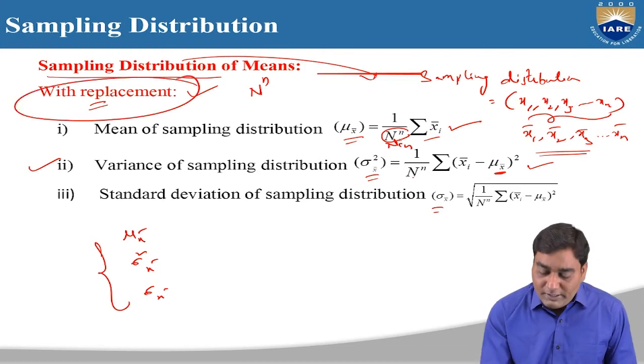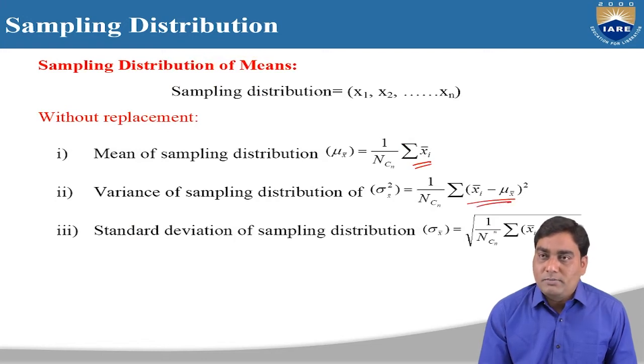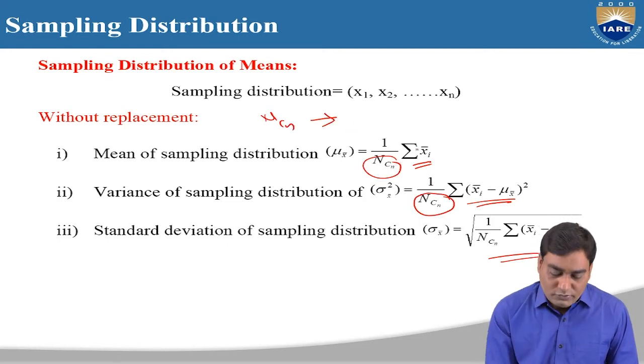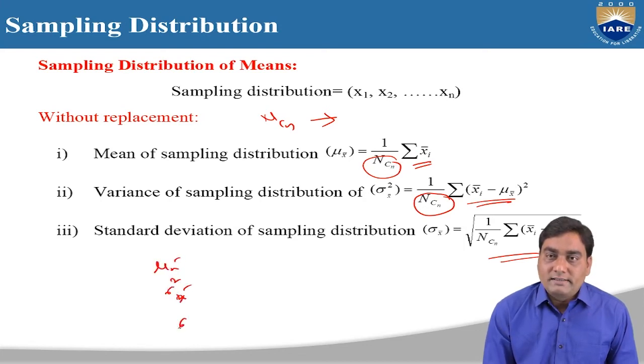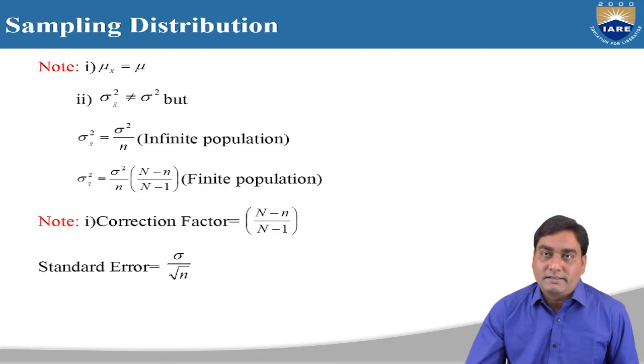And in without replacement, only this will be changed. In without replacement, everything is the same, sigma xi bar minus mu x bar and this one. But the only change is 1 by NCn. In with replacement, we take N power n, but without replacement, how many samples can we choose? NCn samples. That's why 1 by NCn. Here also we discussed mu x bar, sigma square x bar and sigma x bar, in the without replacement case, similar to the previous slide with the with replacement case.